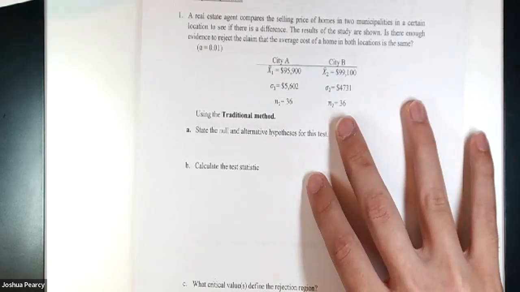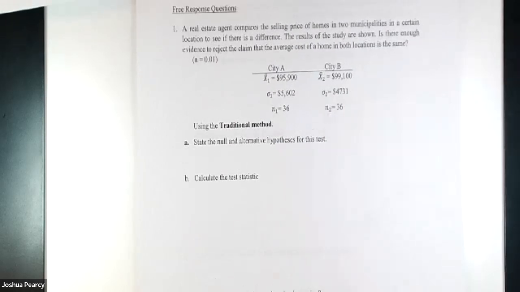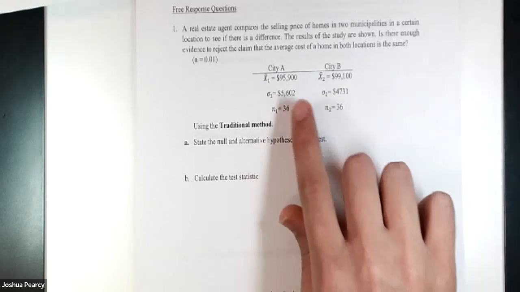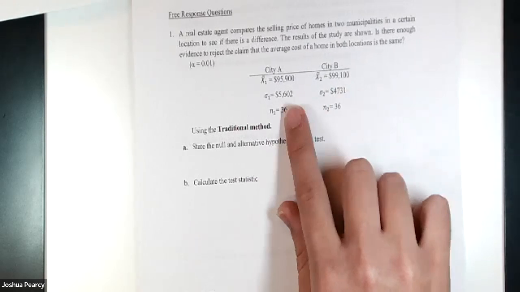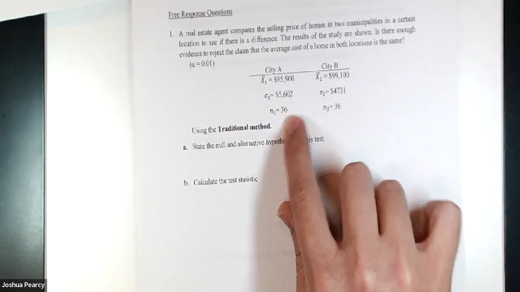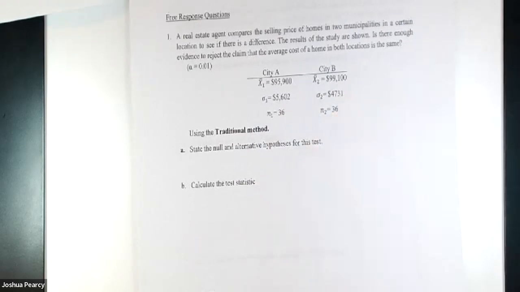Calculate the test statistic. How would you do that? X1 bar minus X2 bar divided by the square root of sigma 1 squared over n1 plus sigma 2 squared over n2. If you do that, you get what? I know what the answer is. I just want one of you to do it.